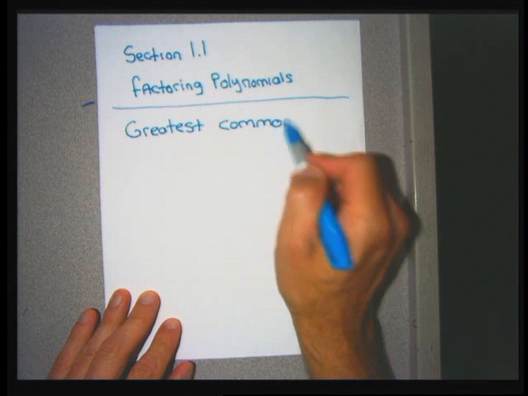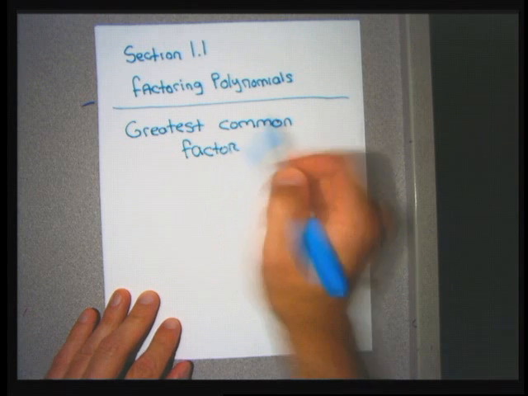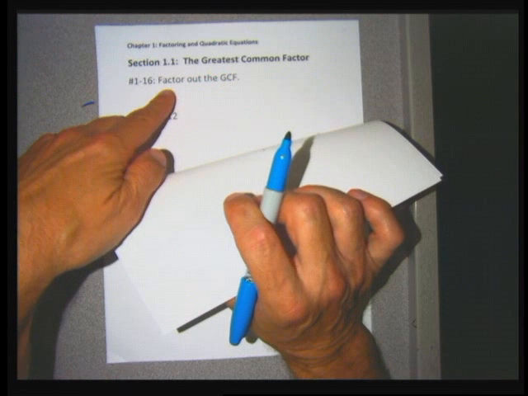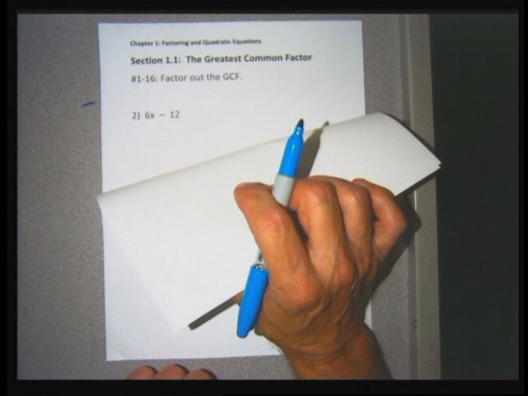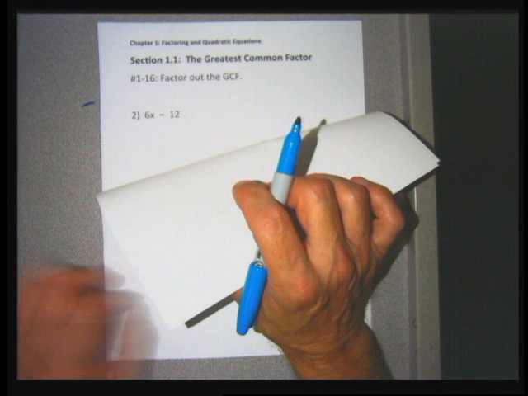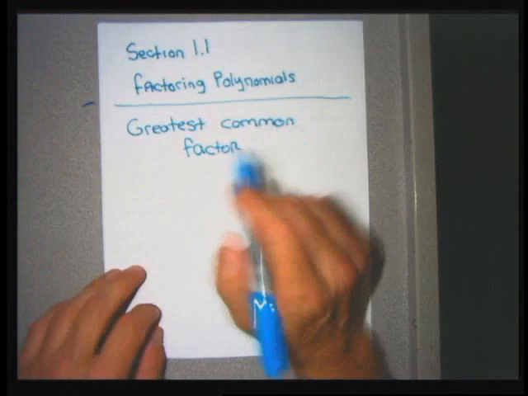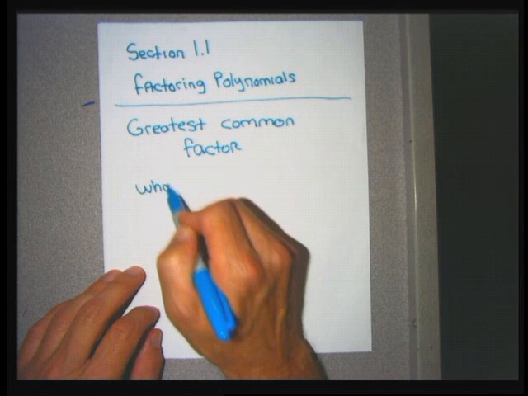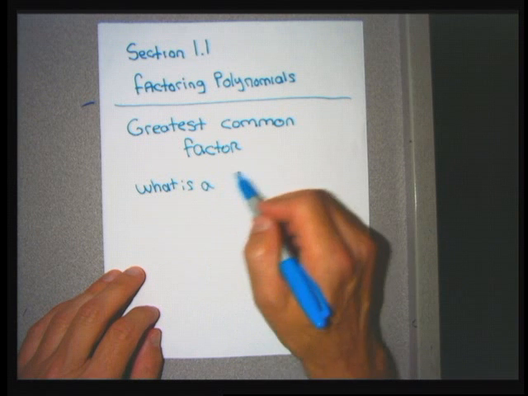In section 1.1, the section is titled The Greatest Common Factor, and then the instructions for most of the problems say factor out the GCF. GCF is just shorthand for greatest common factor. The instructions factor out the GCF imply that you know what the greatest common factor is and you know how to factor. So the question would be, what is a GCF, or a greatest common factor?